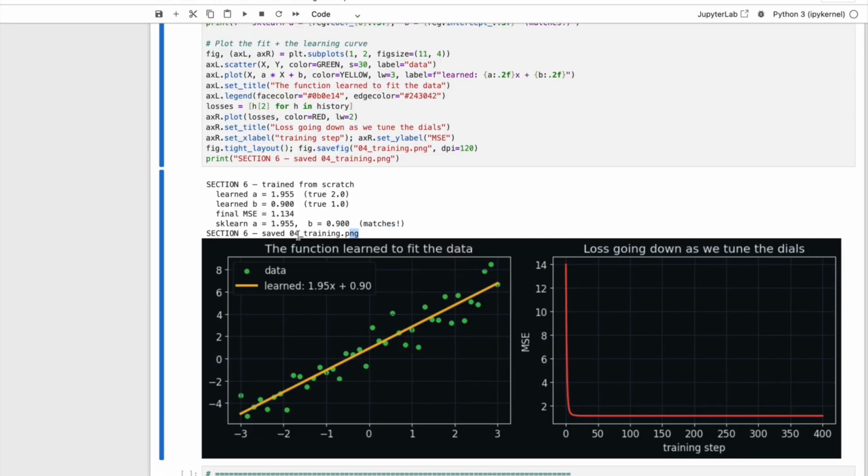Look, after 400 tiny steps, the machine learned a slope of about 1.95 and a shift of about 0.9, almost exactly the true values. And when we check against scikit-learn's built-in tool, we get the identical numbers. We just trained a model from scratch, and the loss curve shows it learning, dropping fast and then settling.